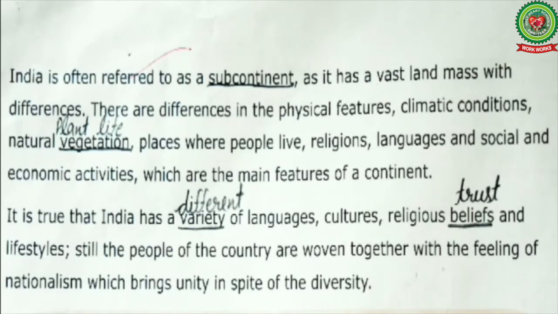Let's start reading. India is often referred to as a subcontinent as it has a vast landmass with differences. There are differences in the physical features, climatic conditions, natural vegetation, places where people live, religions, languages, and social and economic activities, which are the main features of a continent. So, mark vegetation in the third line and write plant life.